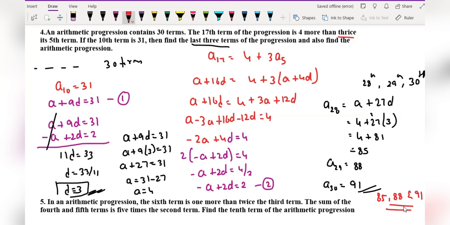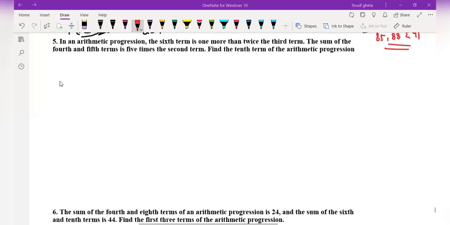Just copy down. If I make any mistake, just let me know. Okay, and I hope you are getting the explanation. Just copy down the solution. Let us go with the next question.